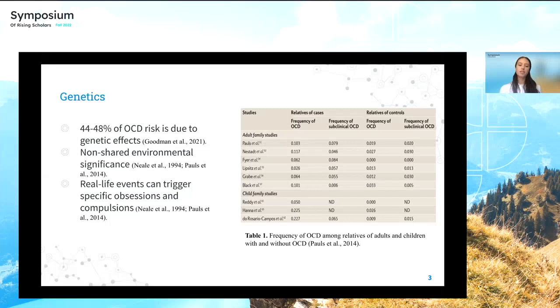One study found that non-shared environmental factors make up 51% of phenotypic variance in obsessive-compulsive behaviors, while shared environmental factors did not make a difference. However, non-shared environmental factors can only be loosely used in early detection, as they are correlative and not causative.